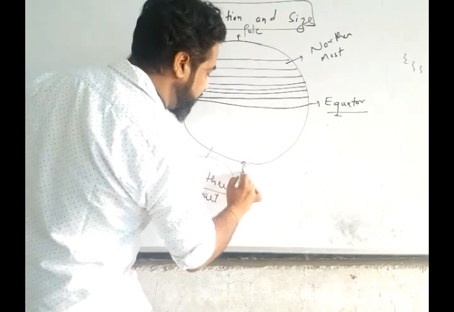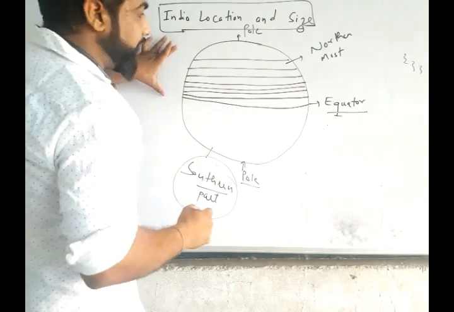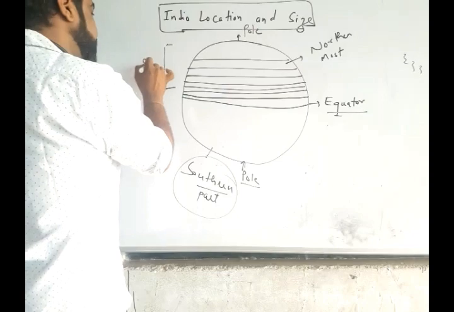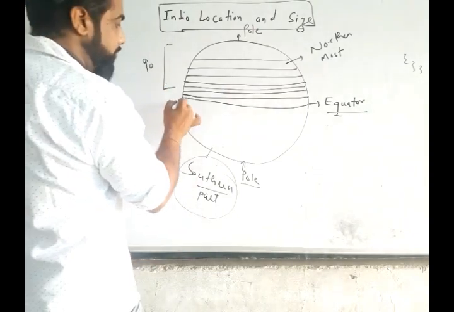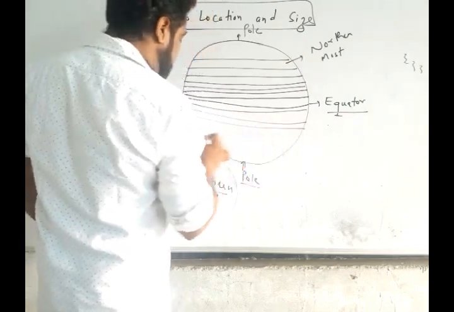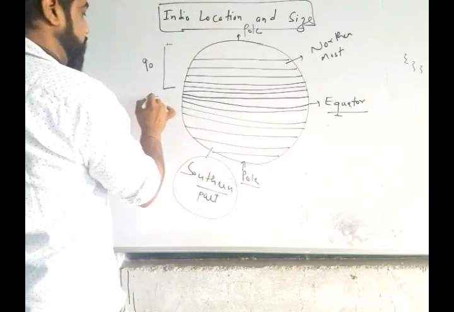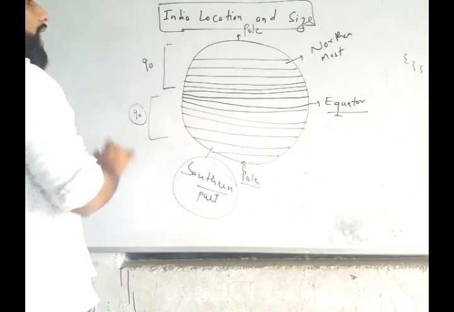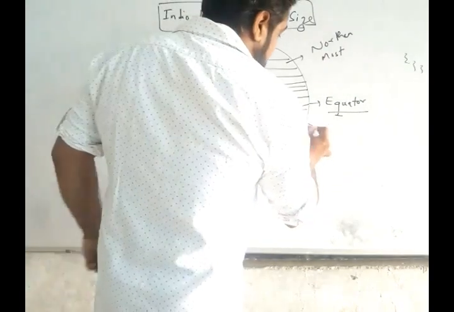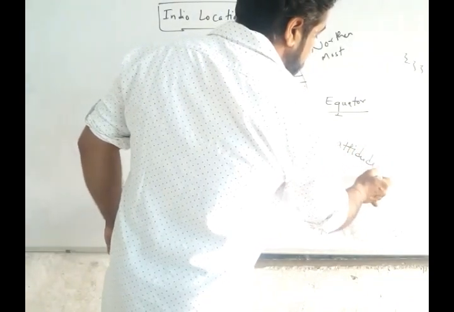ये हमारे पोल हैं, ये बात आप याद रखें. This is our pole. And how many lines are there? These lines are 90. And in the southern part, these lines also are a number which is equal to 90. So, and these lines are known as latitude. These lines are known as latitude.